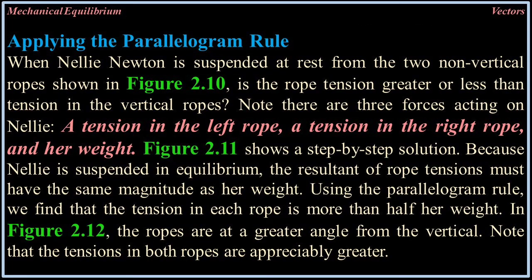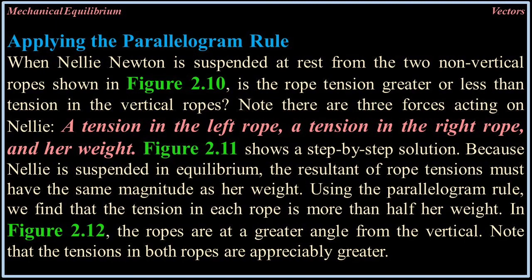Applying the parallelogram rule. When Nellie Newton is suspended at rest from the two non-vertical ropes shown in figure 2.10, is the rope tension greater or less than the tension in the vertical ropes? Note there are three forces acting on Nellie: a tension in the left rope, a tension in the right rope, and her weight. Figure 2.11 shows a step-by-step solution.